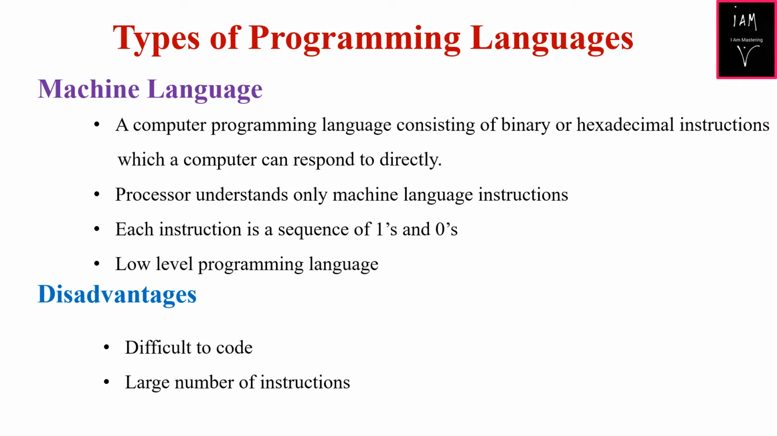The disadvantages of machine language are that it is difficult to code, as the instructions need to be written using only 0 and 1. It is highly error prone, as a single bit change, that is a 0 written as a 1 or vice versa, makes the entire program wrong. As the instructions are written using a series of ones and zeros, the program tends to be very lengthy. So in short, machine language is very difficult to use as well as to code.